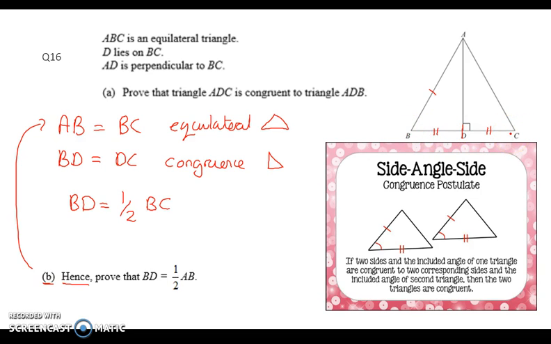But then we just said, didn't we, that AB and BC are the same. So I could also say that BD must also be equal to half of, well, BC is the same as AB, then I can just write AB instead of BC. And that's what we were hoping to show.